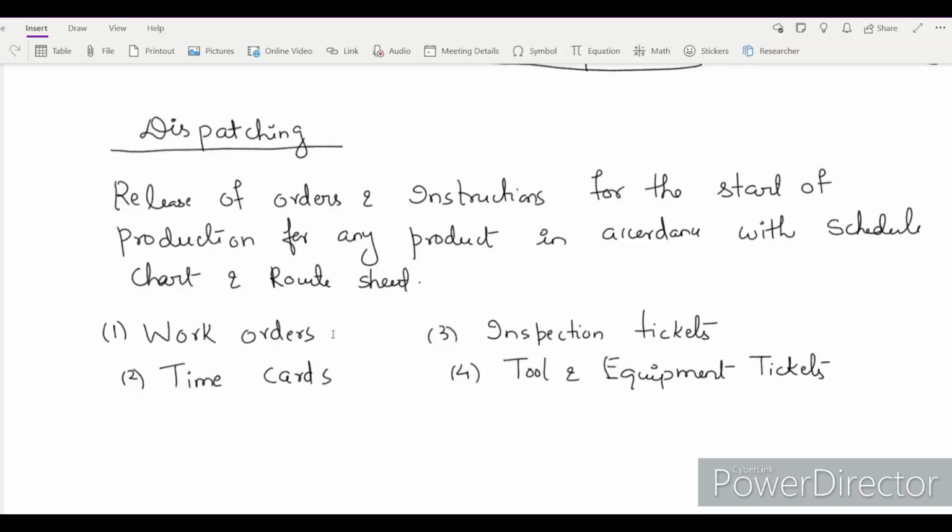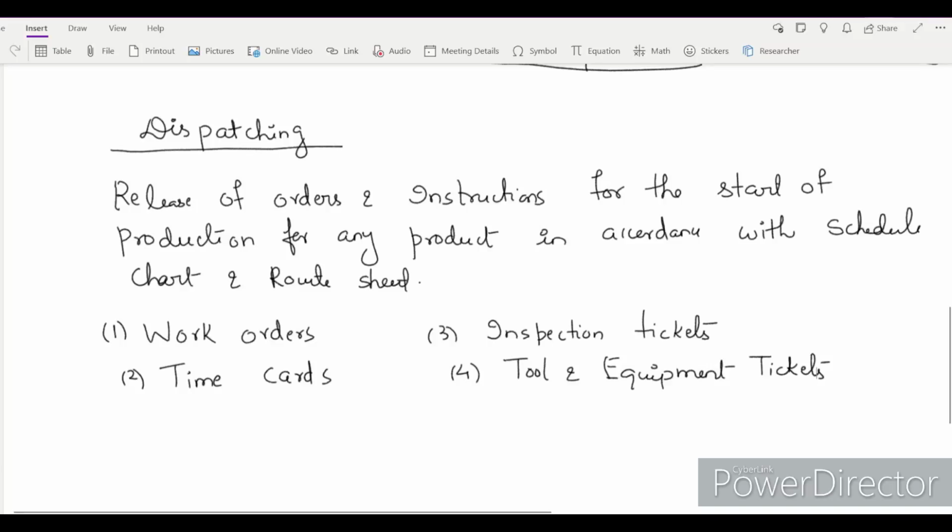Anything? No, ma'am. Okay, shall I move to the second module? Okay, so the second module is your... I think you have purchased the books and you have the syllabus, all of you. So the second module is your inventory control.